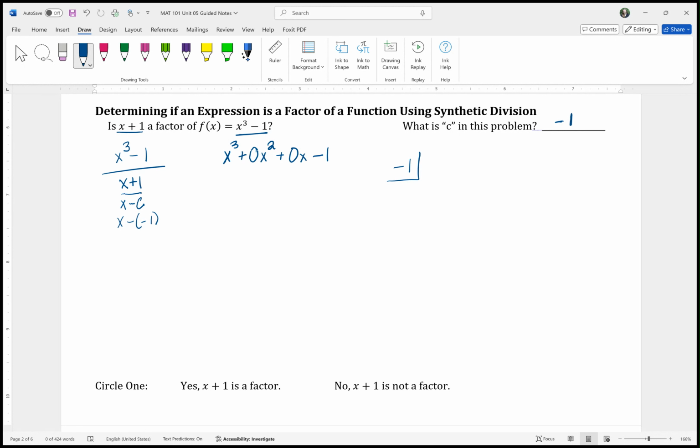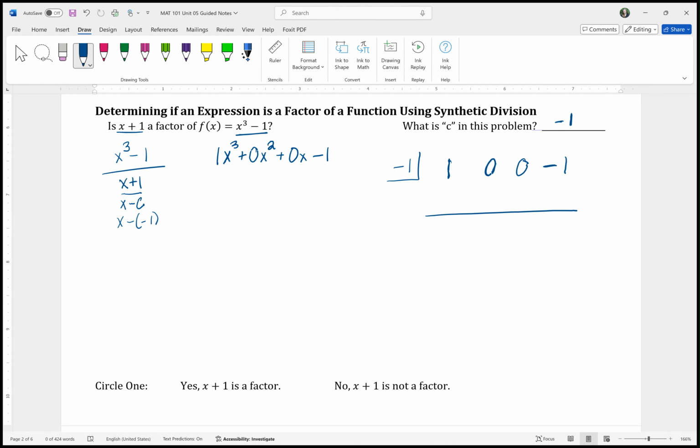Then we're going to be really careful when we write this over here because there's a lot of 1s and 0s in this problem. Our first coefficient is 1. So this would be 1, then 0, then 0, then negative 1. Skip a line, draw a line. Now we do synthetic division.